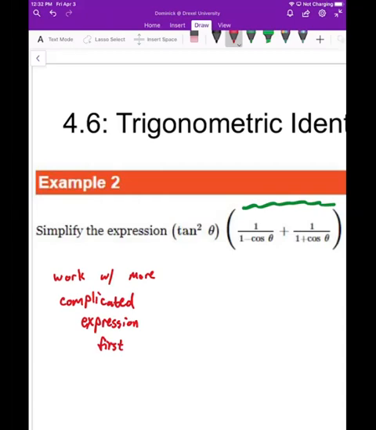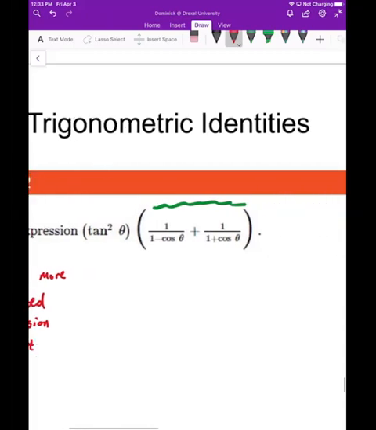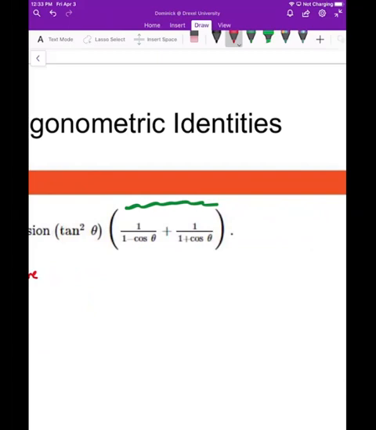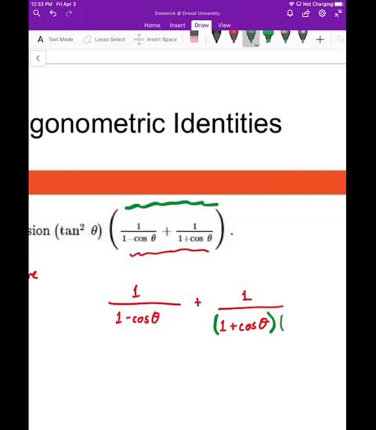Okay, so let's go ahead and do that. Of course, the more complicated expression is going to be this one. So what can we do with this thing here? Well, we don't know too many helpful identities for just cosine by itself. If it were 1 minus cosine squared, that would be helpful. But what we can do is find a common denominator and add these two things together.